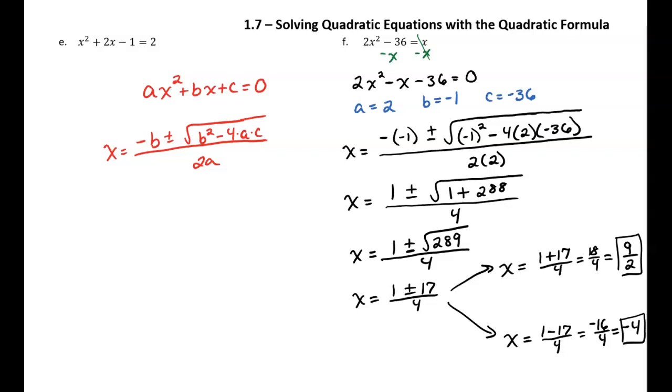Let's try one more. Let's try example G, 1G down here. We have 2m squared minus 7m minus 13 is equal to negative 10. So do we have the right form? Even though they're different letters, is this in the right shape to be able to apply our quadratic formula? It's not. We have something in the way.